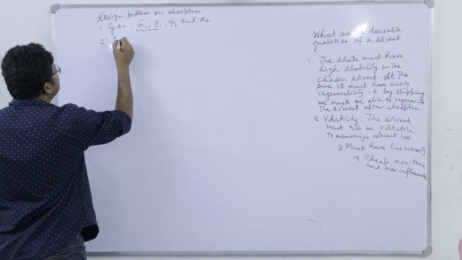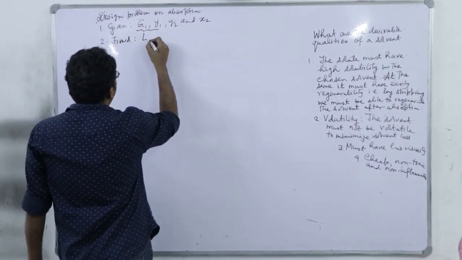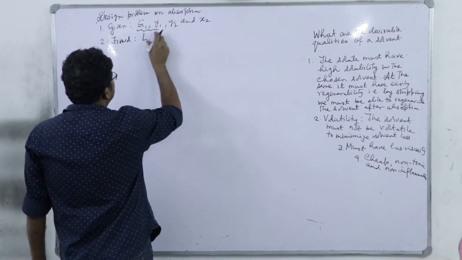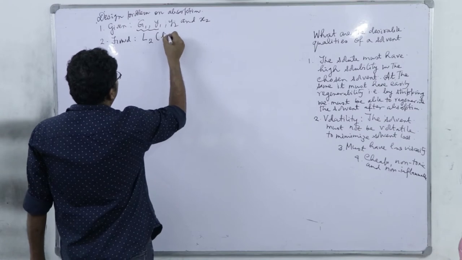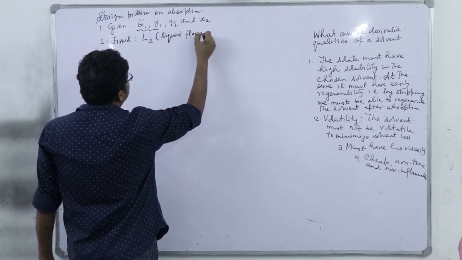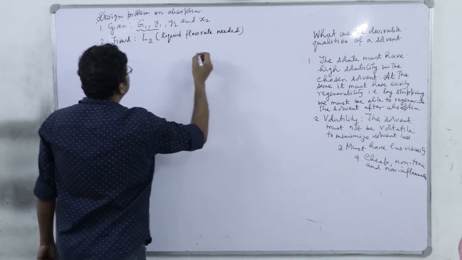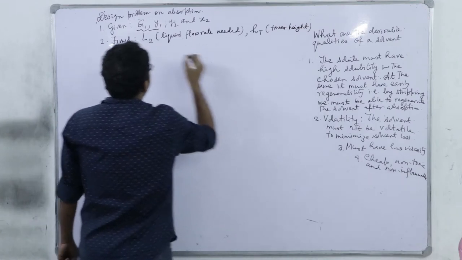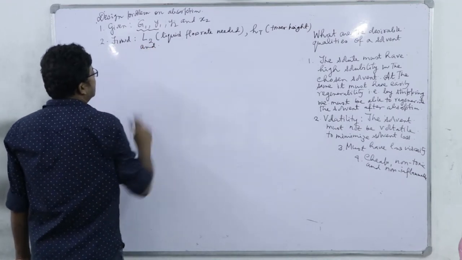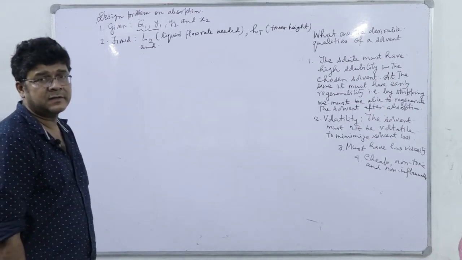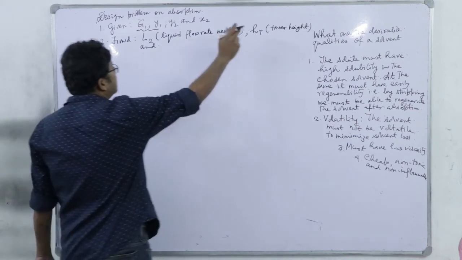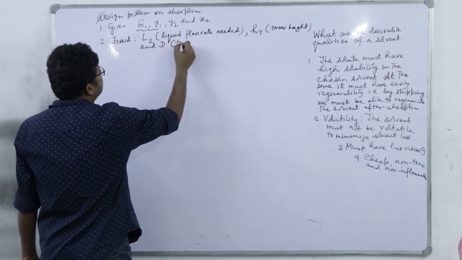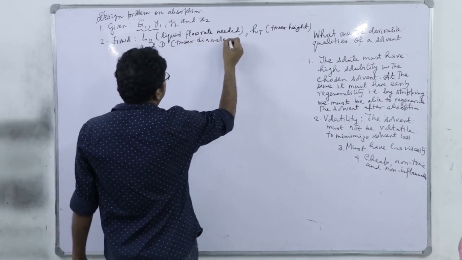So, find first this L, or rather this L2, liquid flow rate needed, tower height, and say we are using a packed column because the gas phase resistance here is controlling in most of the cases. So, HT is the tower height and finally the tower diameter. Right.